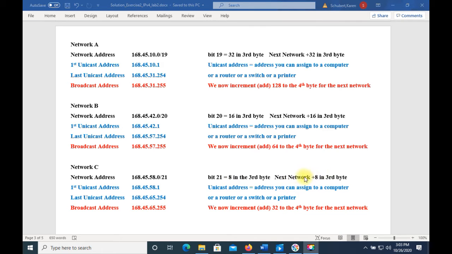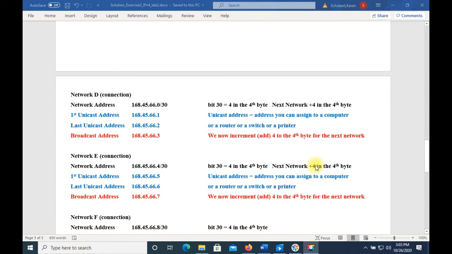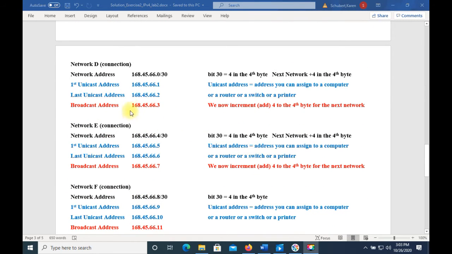So to get to the next network, we must add 8 to the 3rd byte, and that is our first connection network. It is at 168.45.66.0 with a mask of /30. Now we know that bit 30 is worth 4 in the 4th byte, so for the next network we need to add 4 to the 4th byte, and therefore network E's address is 168.45.66.4 with a subnet mask of /30.